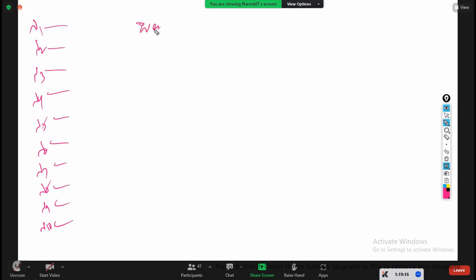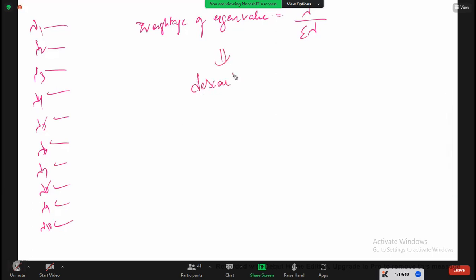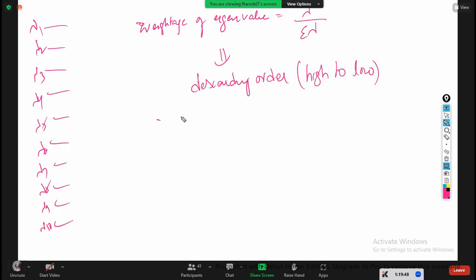What is their weightage? Now, how to calculate the weightage of each eigenvalue? It is by doing that particular lambda divided by the total sum of the lambda values. Each lambda value divided by total lambda values you have to do. Then you will get the weightage. After that, I'm going to keep them in descending order. What is meant by descending order? High to low. I'm going to keep all the 10 values from high to low.